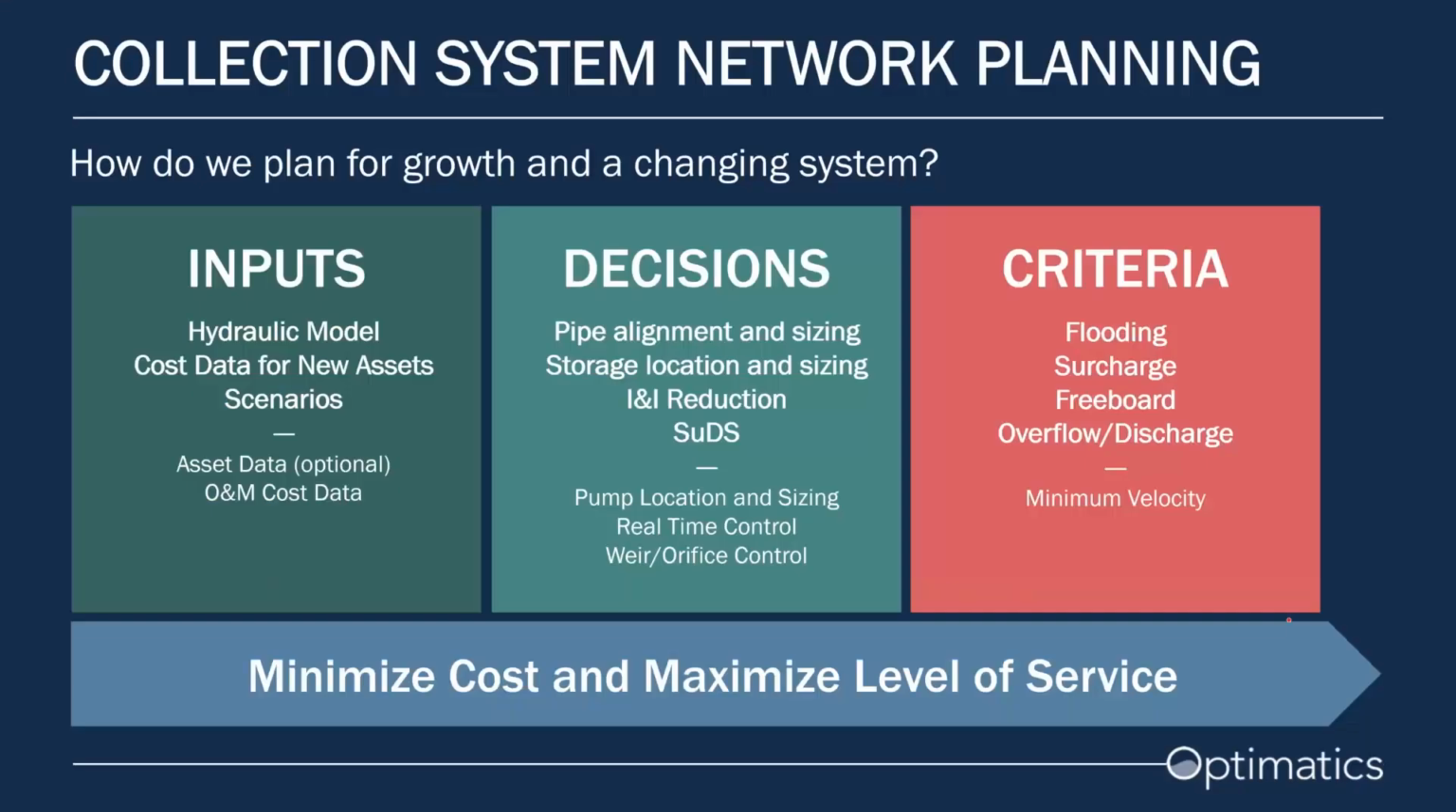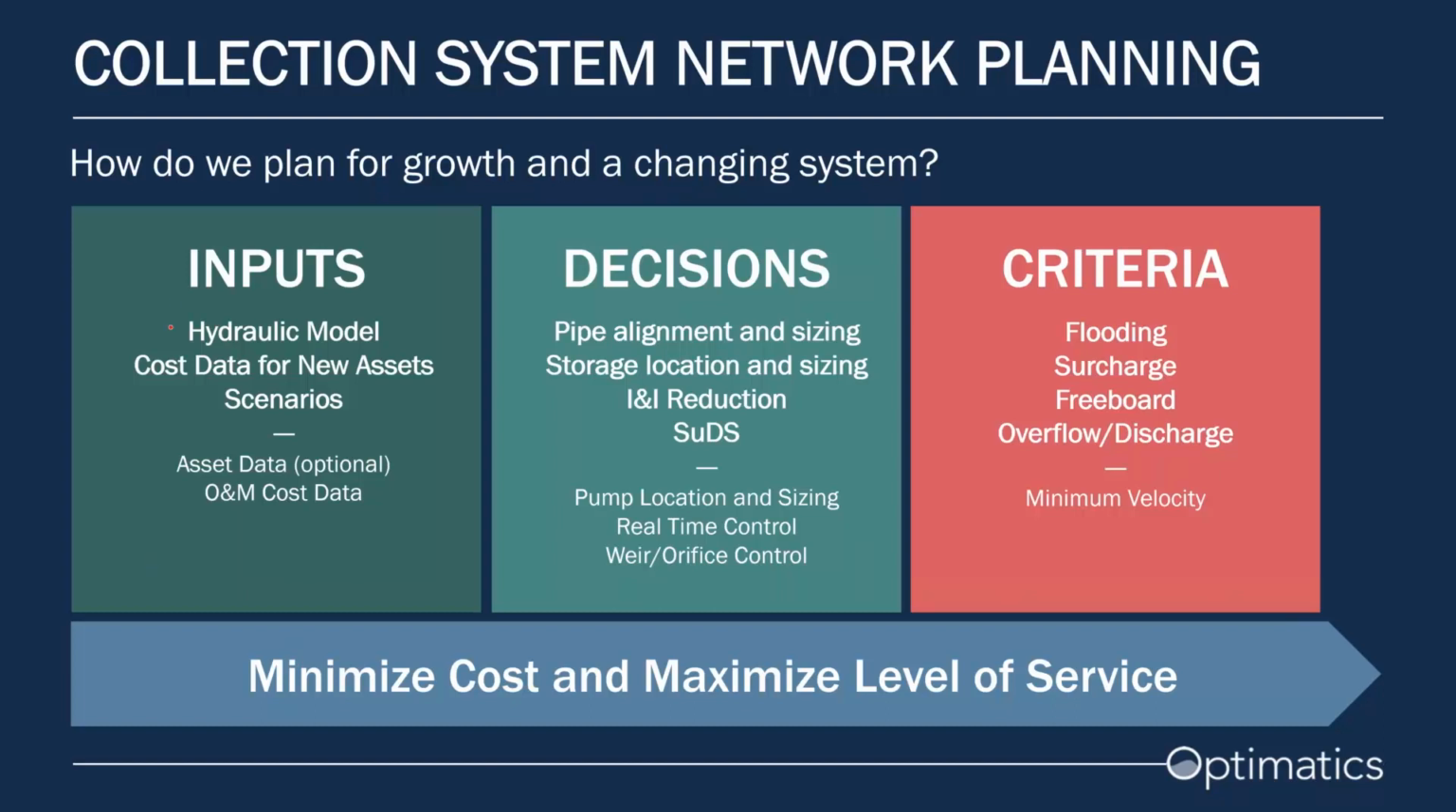So that's the end of the introduction to Optimizer. I'm going to take 10 or 15 minutes here to take through a case study. So this is an example of a collection system network planning optimization. The problem statement here, or the question, was how do we plan for growth and a changing system, which is a problem that is very commonly encountered. I'm sure a lot of you grapple with this in various ways.